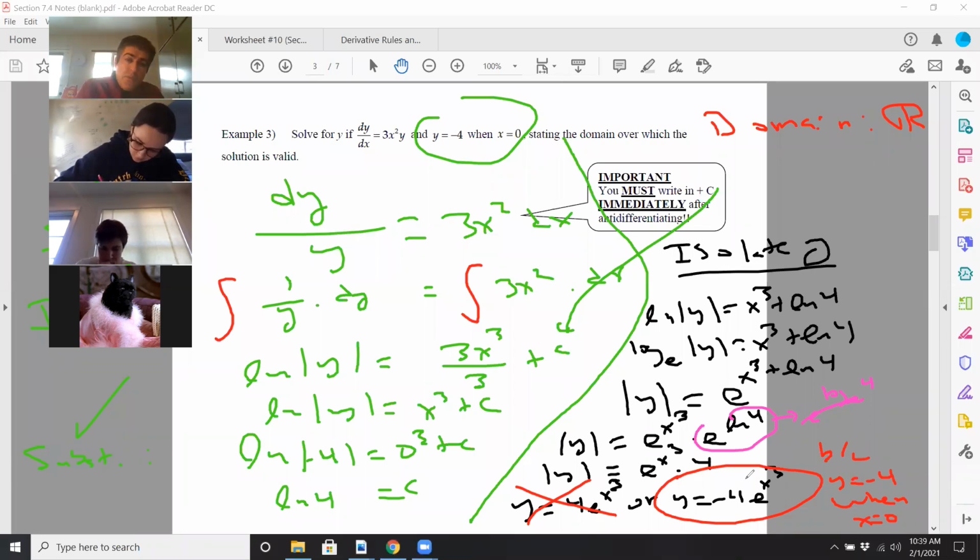You have to be mindful when you have absolute value of y and then it equals positive or negative, you got to figure out which one it's going to be. And that's just use your initial value for that. The domain's all real numbers because there's no restrictions for x here. x is an exponent, who cares? You can do whatever you want. But again, separate, integrate, substitute, isolate. It's 4 steps.